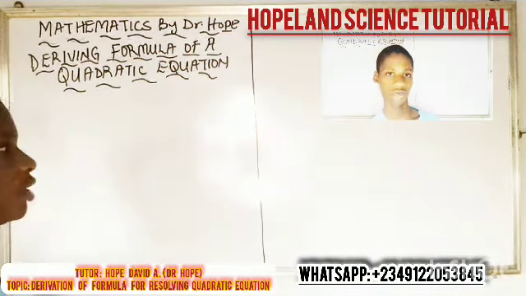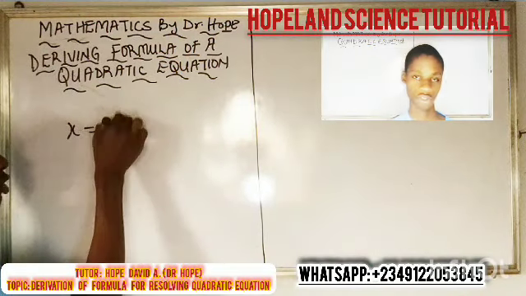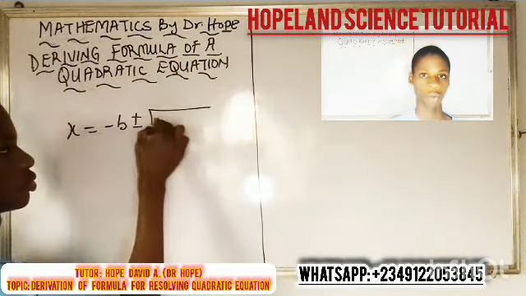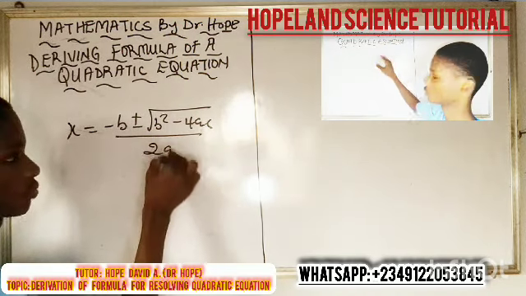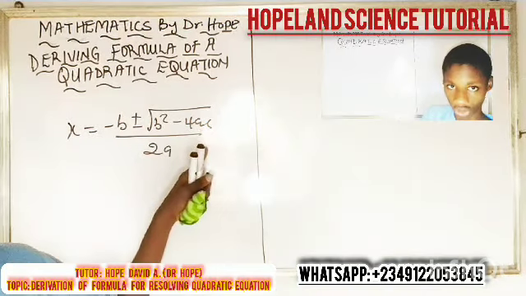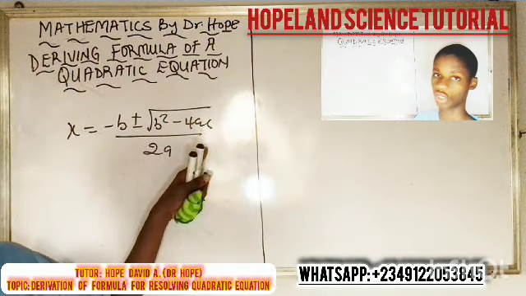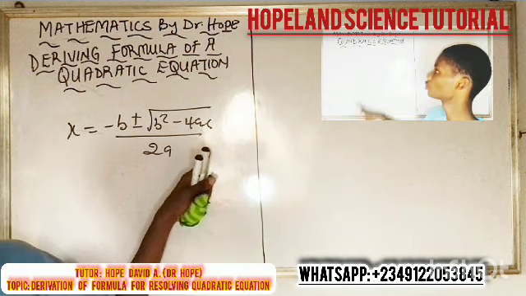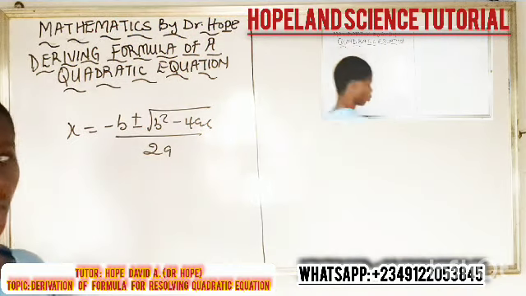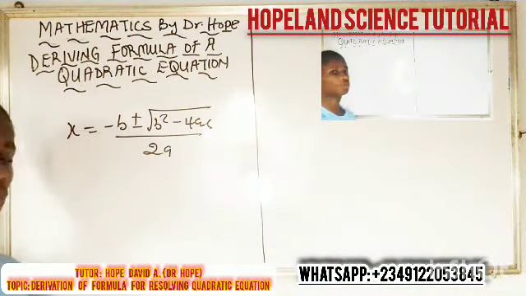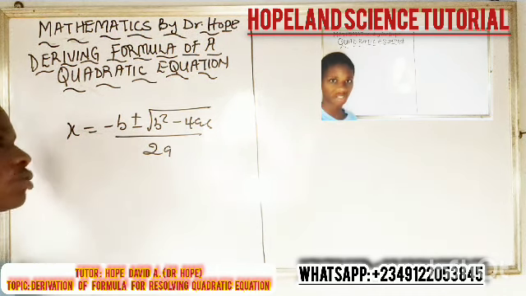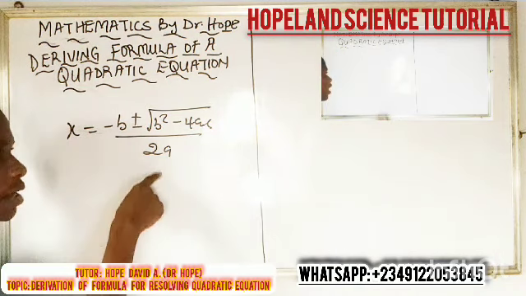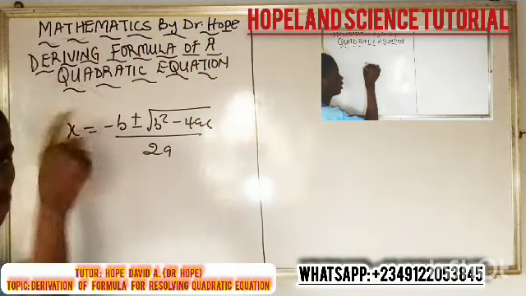Can you remember? It was x equals minus b plus or minus root b squared minus 4ac, all over 2a. Now this formula is derived from the general format of a quadratic equation using the completing square method. I remember in our previous class we talked about the completing square method of resolving a quadratic equation in detail. So that is the knowledge we are going to apply to derive this formula.